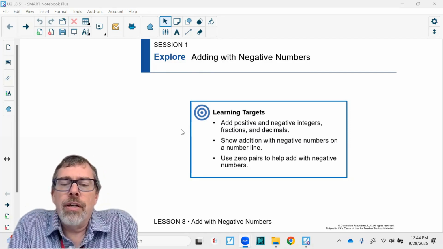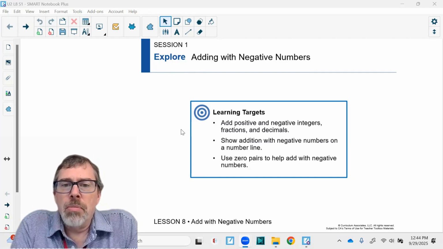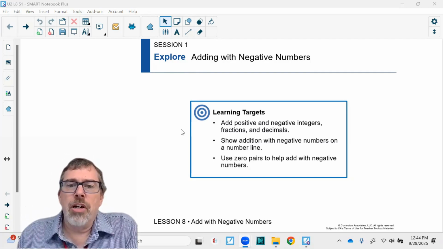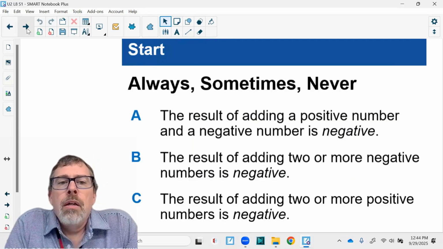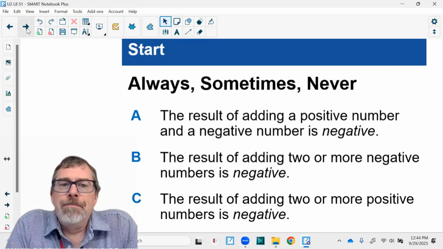So, the learning target includes adding positive and negative integers, fractions, and decimals. Show addition with negative numbers on a number line. Use zero pairs to help with negative numbers. So here we go. Always, sometimes, never.